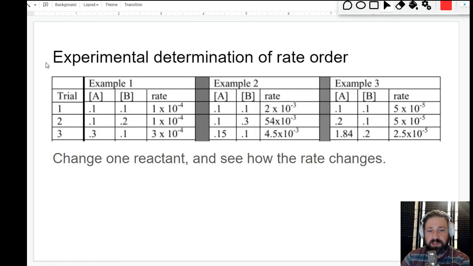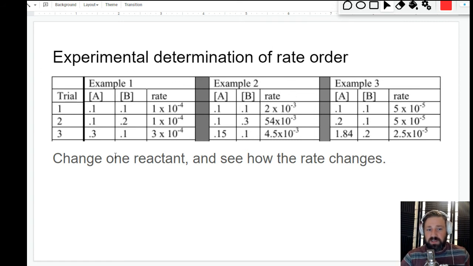Let's go through and actually experimentally determine the order of the reaction. How are we going to do that? Well, like I said before, if I double something and it's first order, the rate is going to double. If I double something and it's second order, it's going to quadruple, 2 to the second power. If I double something and it's 0th order, it's going to stay the same. Okay? So we can use that.